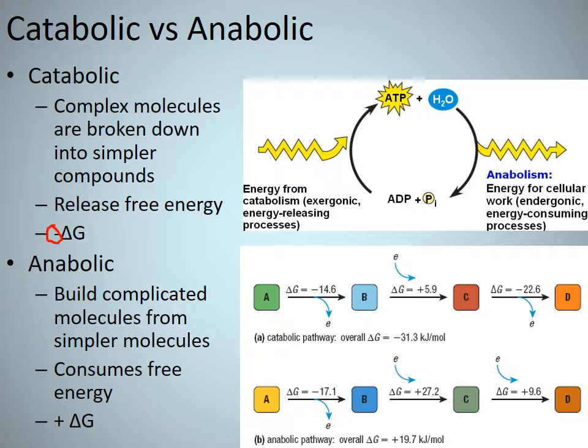Flip side, anabolic reactions. We're taking smaller molecules and we're using those smaller molecules to build a bigger molecule. This is essentially a non-spontaneous change. Again, free energy is required continuously in order for this process to occur. And delta G will be positive here.